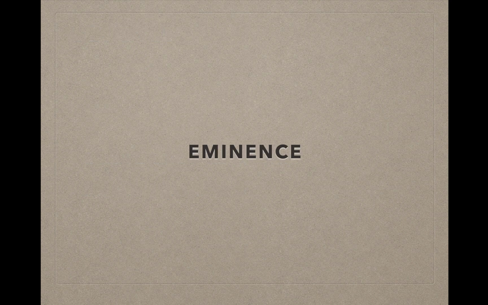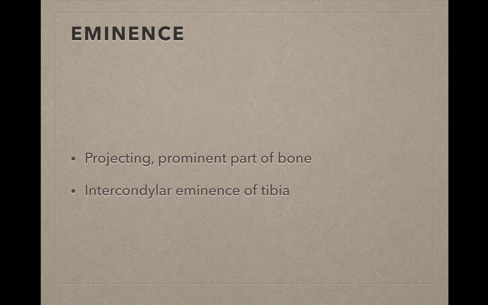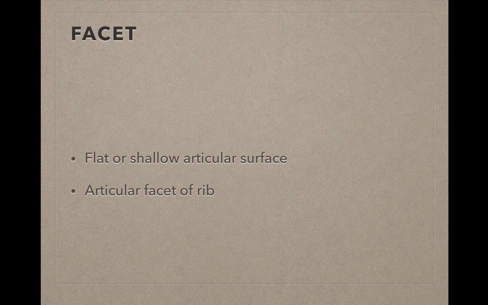Eminence, projecting prominent part of the bone. An example of this would be the intercondylar eminence of the tibia. Facet, flat or shallow articular surface. An example of this would be articular facets of a rib.